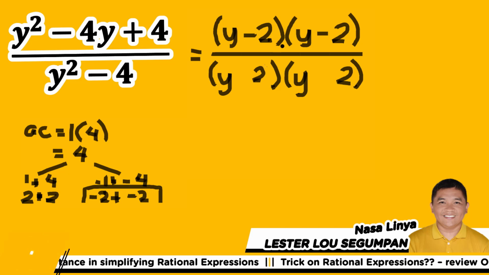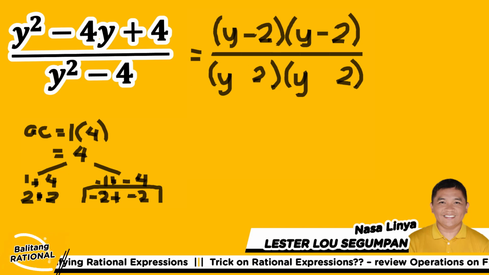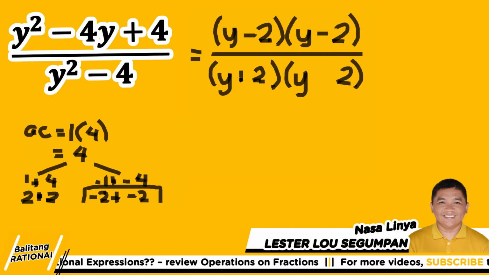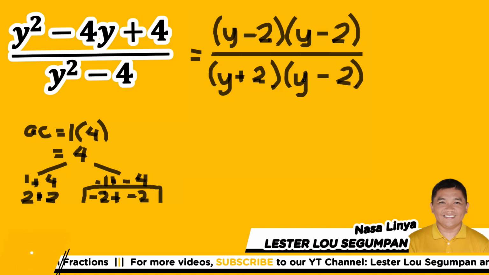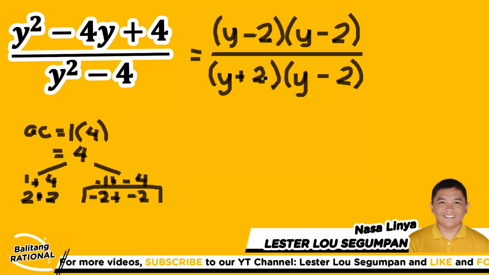But make sure that the operation na naghiwalay sa dalawang term ay magkaiba. So plus at saka minus dito. Okay? So these are the factors of y squared minus 4. We still have a binomial.